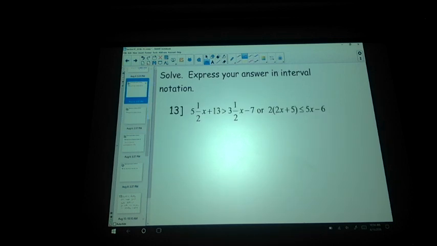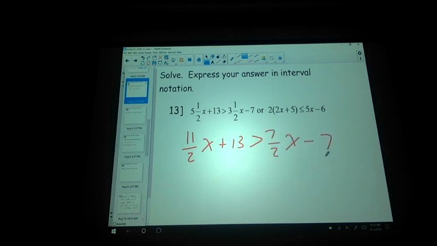Yeah. Any of the last slides you wanted to see? I need to know what number it would be. You want to see 13? Alright. I don't like mixed numbers, so I would do this. I'd make that 11 over 2, x plus 13 is greater than 6, 7 over 2x minus 7.